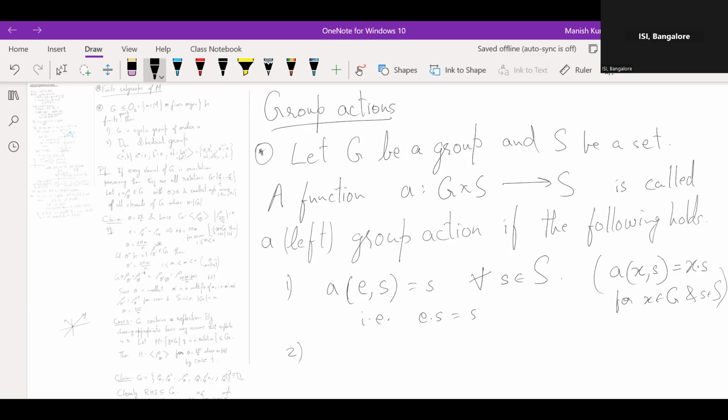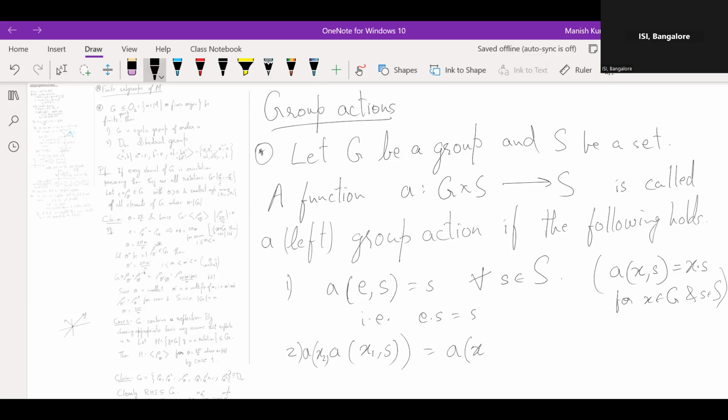Second is that it behaves well with respect to the group operation. A of X1 comma S, which will be an element of S, and then you apply X2 to it, is the same as A of X2 X1, sorry.